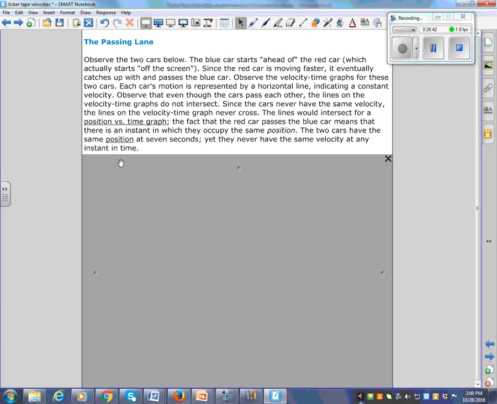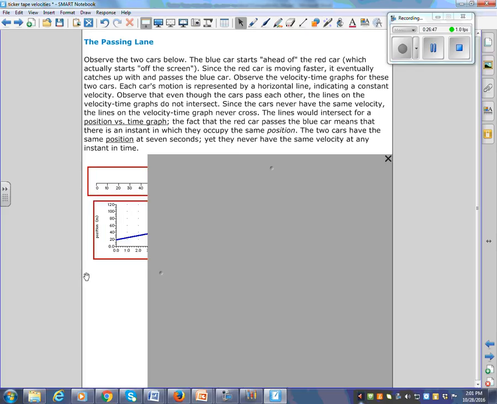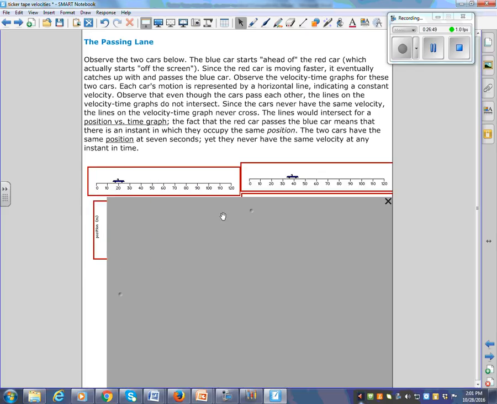So it says, observe the 2 cars below. The blue car starts ahead of the red car. Now, where do I have it? I have them like this, so let me just, okay, there we go. So I got a blue car and I got a red car, right? I think I can zoom in a smidge.